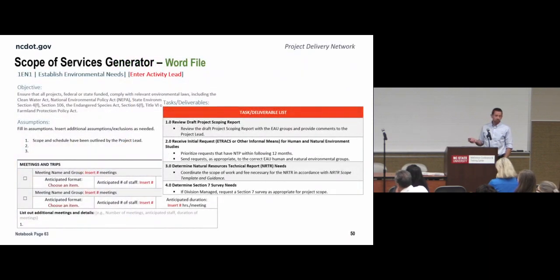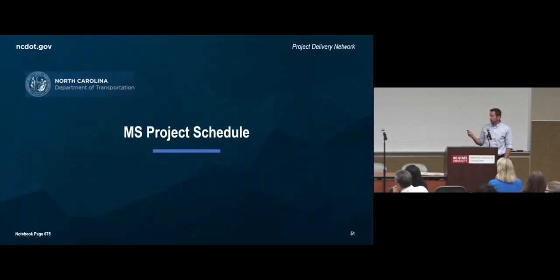Okay, this is the scope of services generator product, which is the Word file, which you can shortcut to and just obtain the Word document itself without going through the scope of services generator. This is just a comprehensive listing of all the deliverables and activities on the project, and we go from there to the project schedule, the MS project schedule.